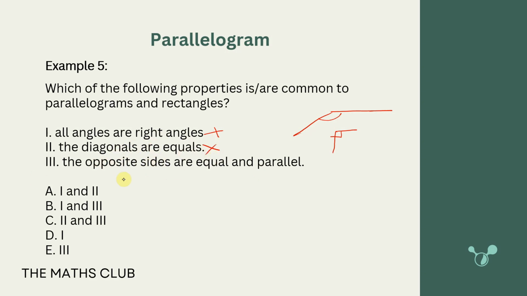The third one says that the opposite sides are equal and parallel. Is that true of a parallelogram and a rectangle? Yes, it's true. So this is our answer. The opposite sides are equal and parallel. So our answer is option E. Great.